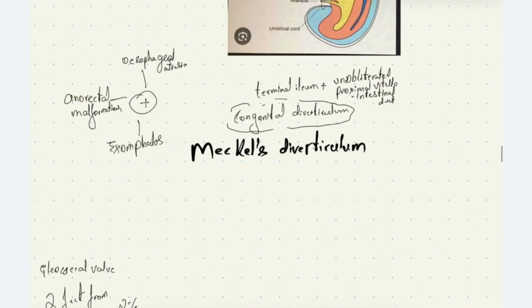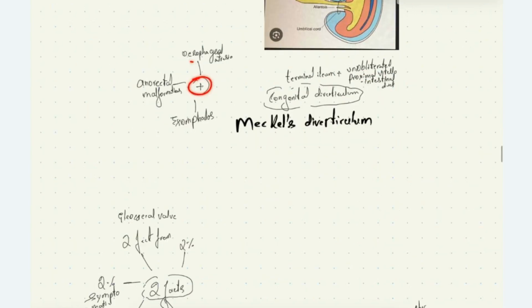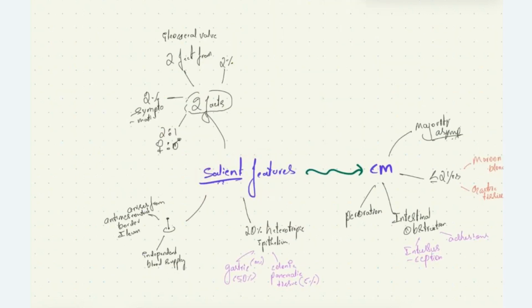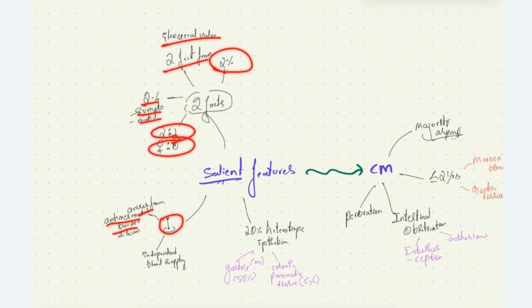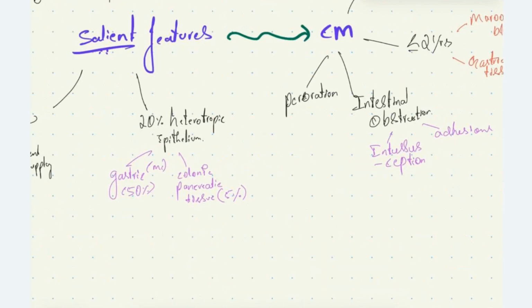To summarize, Meckel's diverticulum is a congenital diverticulum of the terminal ileum and an unobliterated proximal vitello-intestinal duct. It can be associated with esophageal atresia, anorectal malformation, and exomphalos. The salient features are: it is seen in 2% of the general population, 2 feet from the ileocecal valve, and 2% are symptomatic. The female to male ratio is 2:1. It arises from the antimesenteric border of the ileum, has an independent blood supply, and 20% have heterotopic epithelium. Most common is gastric mucosa, followed by colonic and pancreatic tissue.